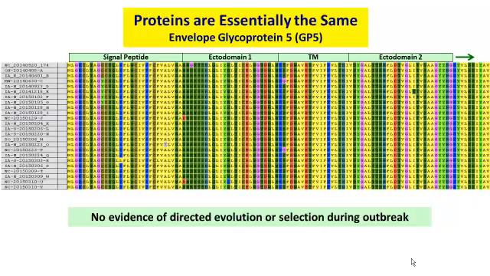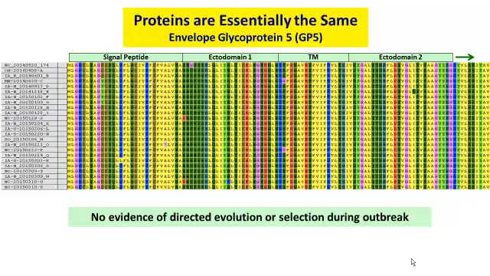Also, if you look at a large range of 174 isolates shown here, there's very little protein variation in GP5. We're looking at ectodomain 1, the transmembrane region, and ectodomain 2, the exterior parts of the protein that could be susceptible to immunological selection, but we see really no significant change at all. The hypervariable glycosylation site here is essentially unchanged.